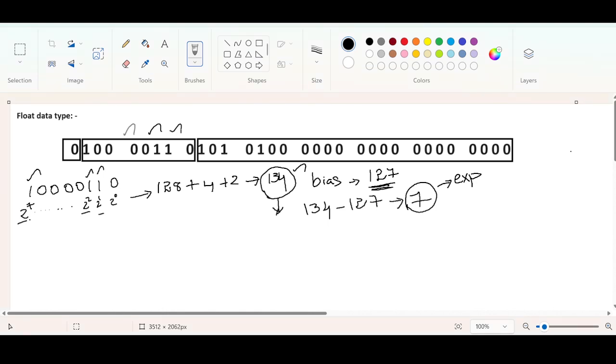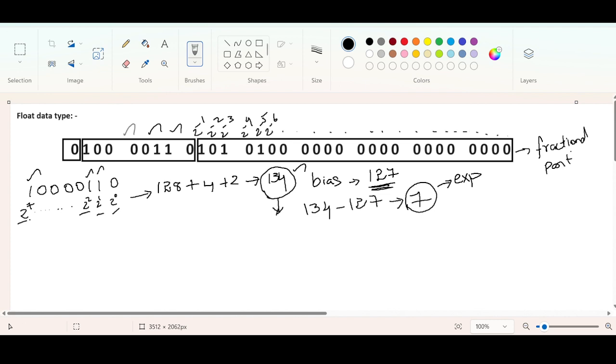Now we should focus on this part. Only this part is remaining. Understanding this part is very easy, since it is representing the fractional component. We have to convert this fractional part to the equivalent decimal number. For the whole number part, we use 2 to the power of 0, 2 to the power of 1, 2 to the power of 2, and so on. But for the fractional part, we use 2 to the power of minus 1, 2 to the power of minus 2, 2 to the power of minus 3, 2 to the power of minus 4, 2 to the power of minus 5, 2 to the power of minus 6, and it keeps going like that.